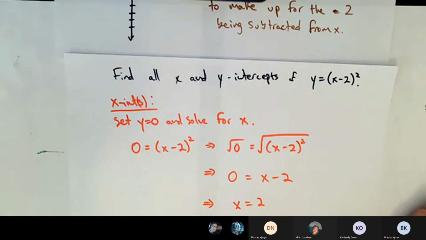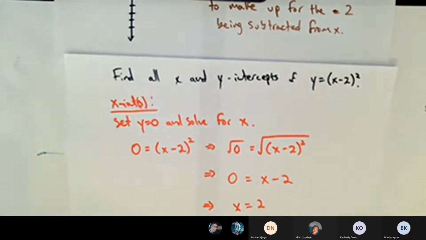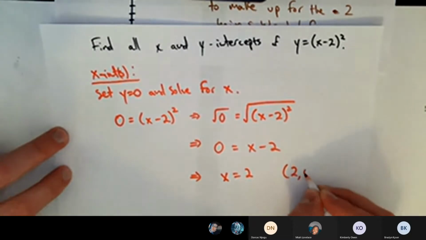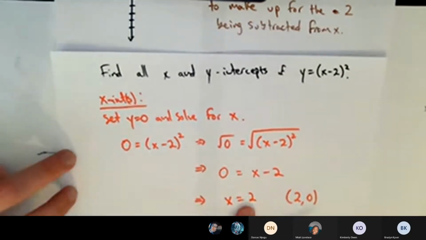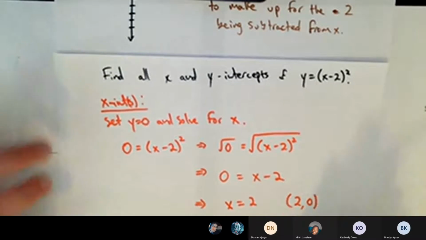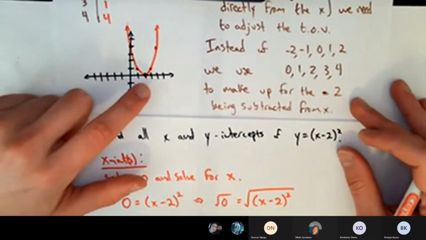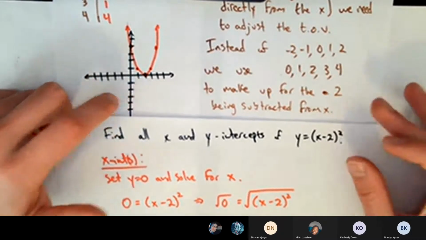Why did I only end up with 1 x-intercept? By the way, what is the x-intercept? I didn't officially write it. It's 2, 0, right? 2 and the y value is 0, 2, 0. And that is reflected here in our graph. The only x-intercept is a 2, 0 right there.